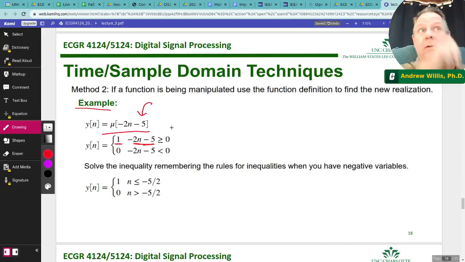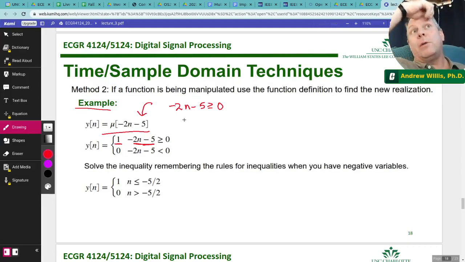Now all we have to do is two things. We have to keep in mind that n is an integer, and we have to know how to solve this inequality for n. So how do we solve this inequality for n? Minus 2n minus 5 is greater than or equal to 0. How do we go ahead and solve for n is my question.